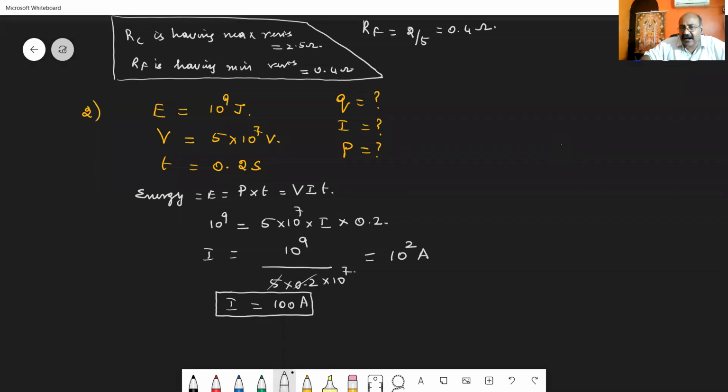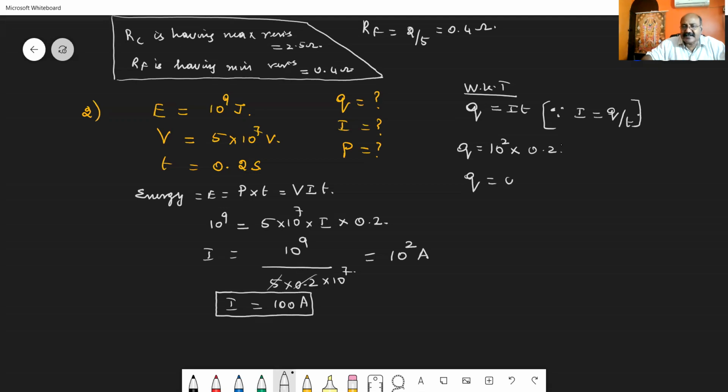How to calculate the charge? We know that the charge Q is equal to I into T. Since the current I is equal to rate of flow of charges, since current I is equal to Q by T, charge Q is equal to I into T. So charge Q equal to, what is the current? That is 10 to the power of 2 into, what is time? Time is also considered to be 0.2. So charge Q is equal to 0.2 into 100.